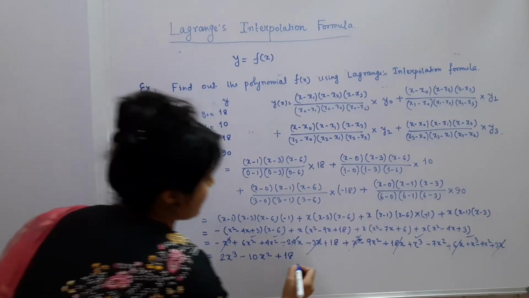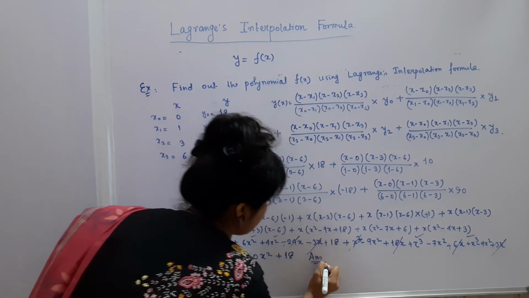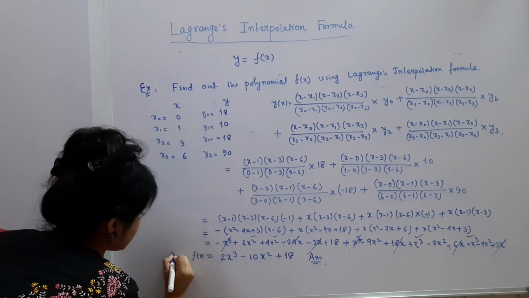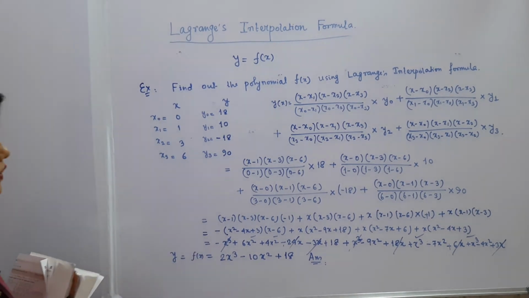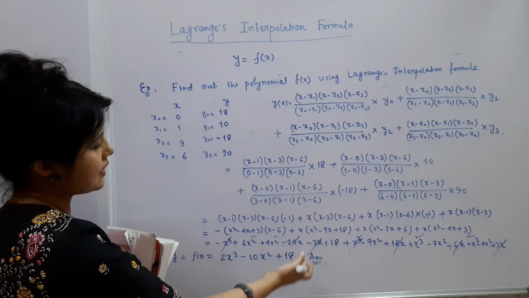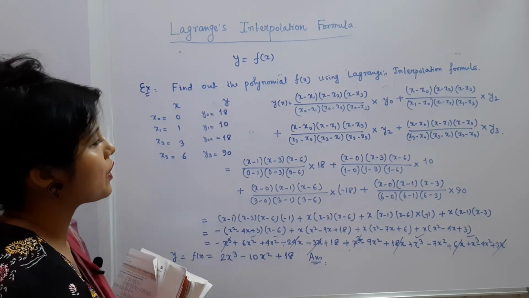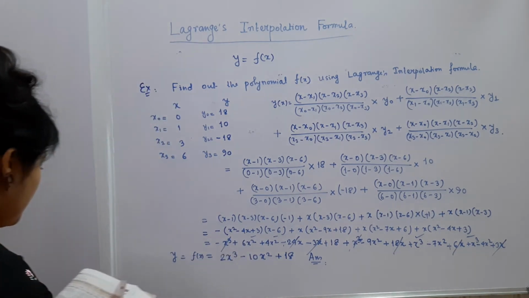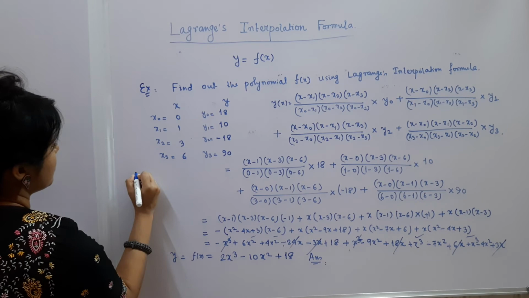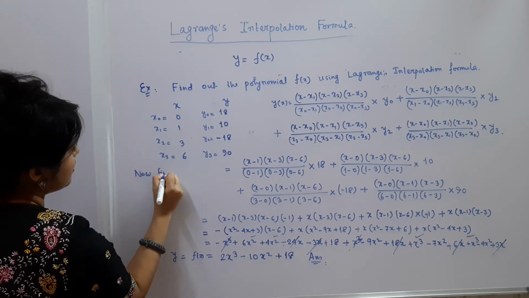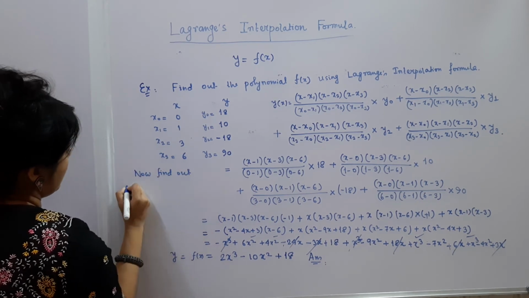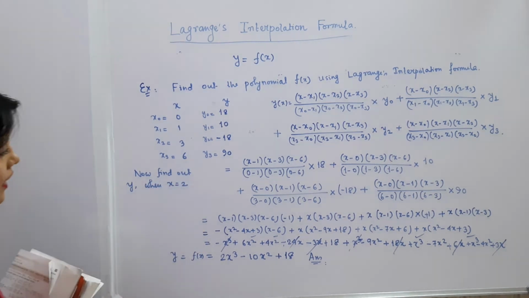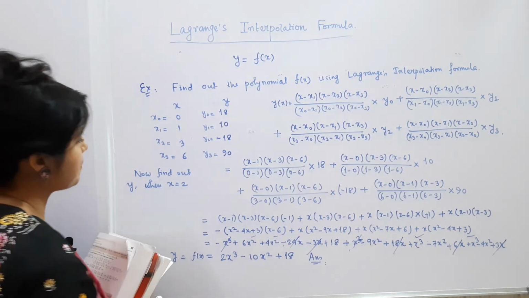So this is the polynomial f of x, that is y equal to f of x we are looking for. So that is the solution of the problem, that is find out the polynomial f of x using Lagrange's theorem. Now you have to find out y when x equal to 2. This is the second part of the problem.